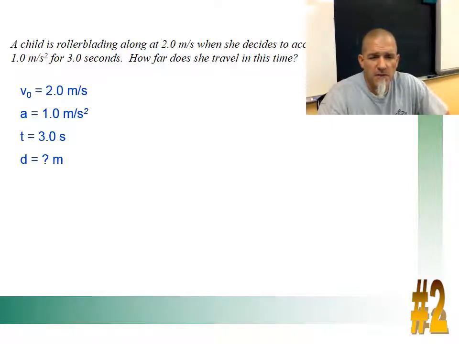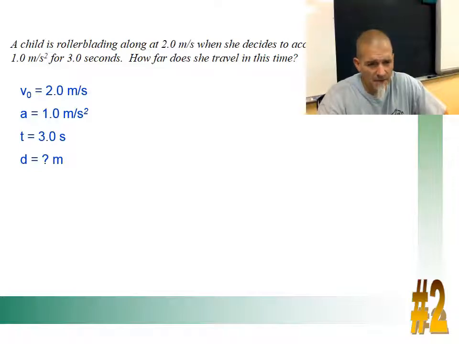So the givens would look something like this. The initial velocity is 2. Our child is rolling along, skating along at 2 meters per second. They accelerate at 1 meter per second squared, so a is 1 meter per second squared, for a time of 3 seconds. And we want to know the distance that they go.